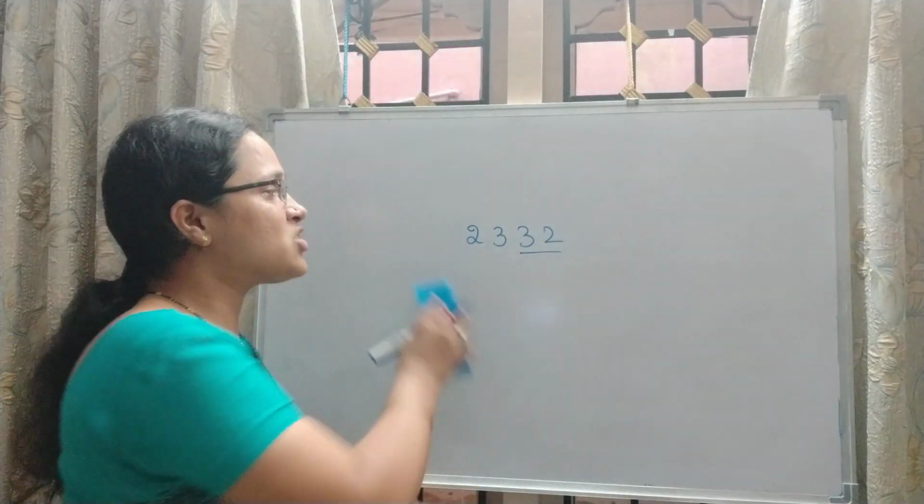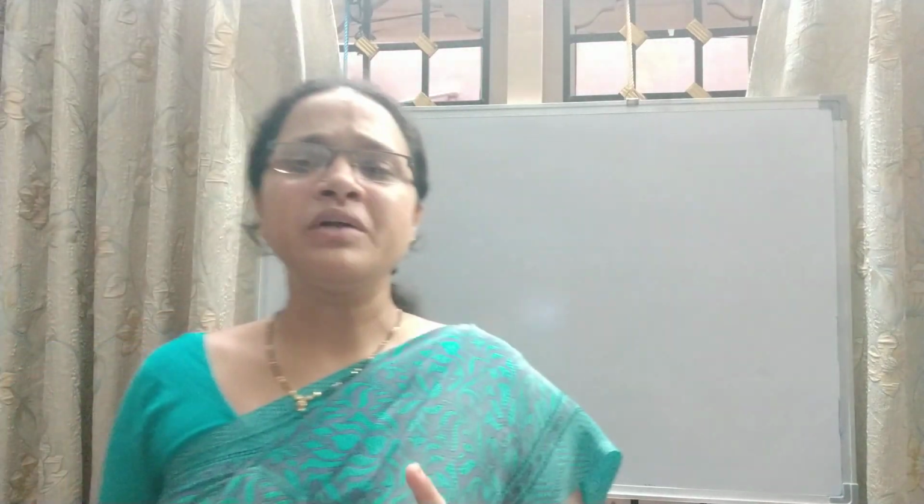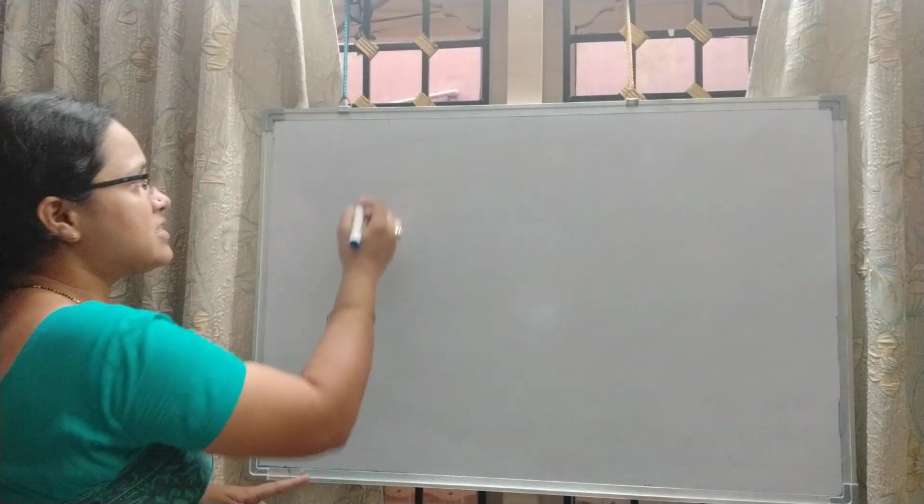And the last one is the divisibility rule of 5. The last digit must be 0 or 5. Then only the whole number is divisible by 5. Is that clear, children? I hope you understood all the divisibility rules of the previous ones. Now let us continue with the next number, 6.